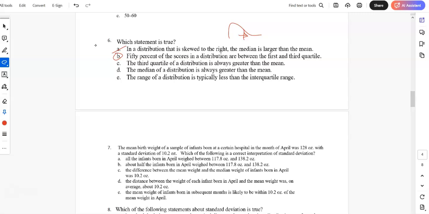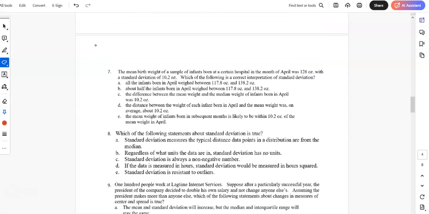The third quartile is always greater than the mean. We don't know what the mean is. We know what the median is in a box plot. The median of a distribution is always greater than the mean. That's not always true. Could be true. The range of a distribution is typically less than the interquartile range. It's not really possible. It could be the same, I guess. Can't be less.